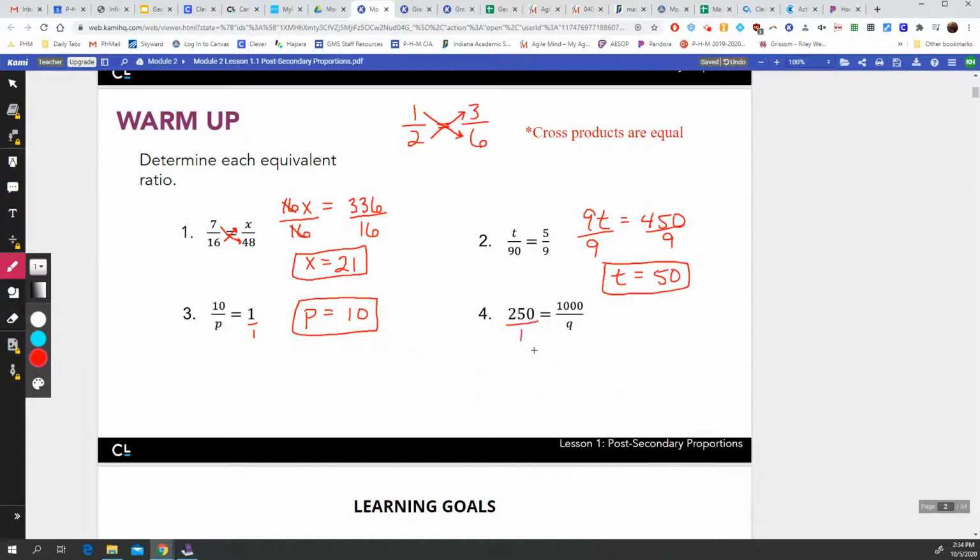Change 250 to 250 over 1, and do your cross products. So 250 times Q is 250Q.